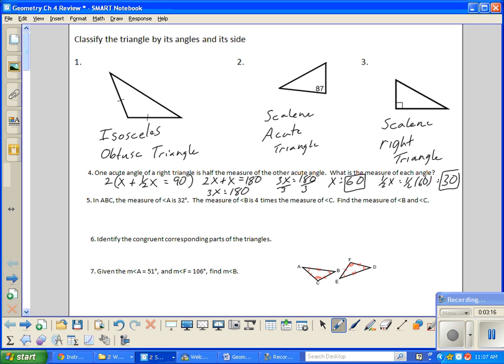Number 5 tells us in triangle ABC, the measure of angle A is 32 degrees, the measure of B is 4 times the measure of C. Find the measure of angle B and C. So, if I've got a triangle ABC, tells us that A is 32 degrees, and B is 4 times the measure of C, so we would call C x, which would mean that B would be 4x.